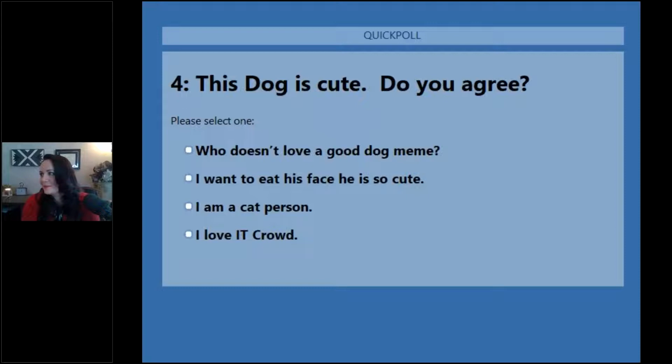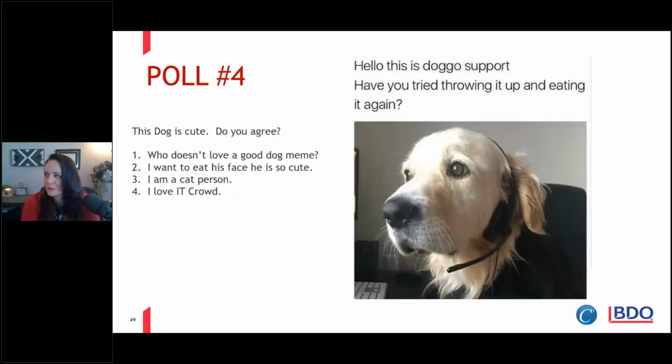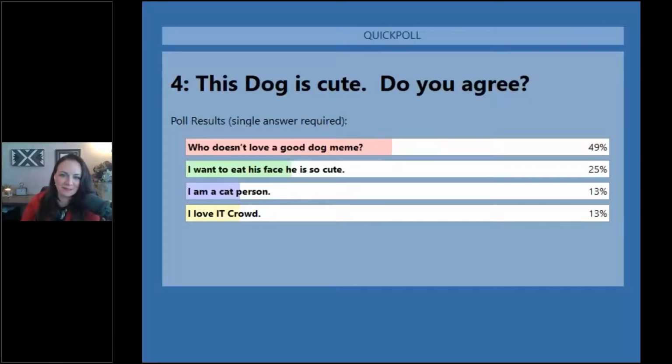Oh my gosh, early on, a fellow cat person voted. I believe they will be quickly outpaced by the dog crowd, as we often are. All right, looks like we're all in. Yep, who doesn't love a good dog meme, right? Very good. And a shout out to nobody who knew the answer for IT Crowd except for a select nerdy few. Shout out to all of you who love IT Crowd.